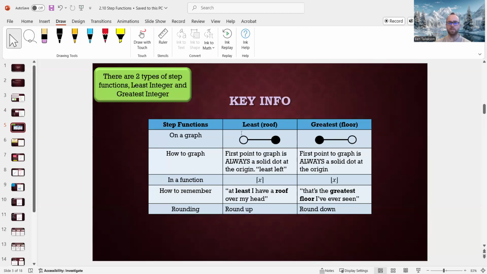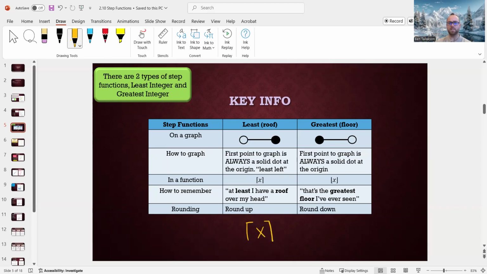Okay, on a graph, the least line segments are going to look like this, with the open dot on the left, solid dot on the right. We also call this roof because if you look right here, you see these little inward lines near the top. Now I know that's kind of small, so I'll draw it nice and big.